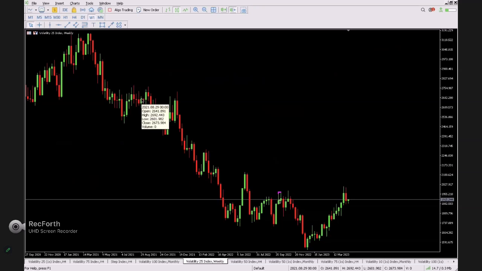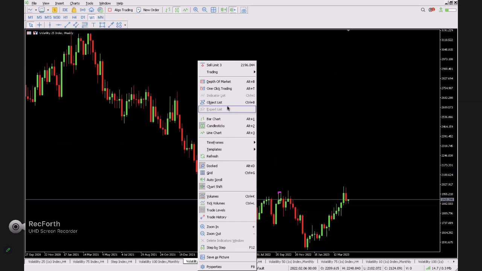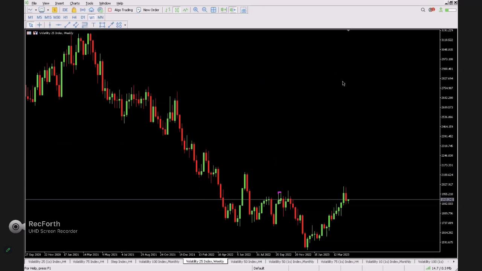There's nothing more to it. It's not that complicated. It's not that hard. You just need to practice and say to yourself, at a low, I'm seeing an engulfing candle, or at a high, I'm seeing an engulfing candle. I'm going to take advantage.